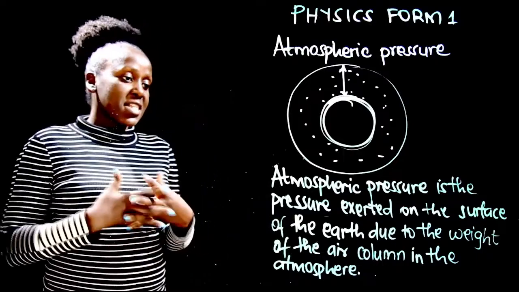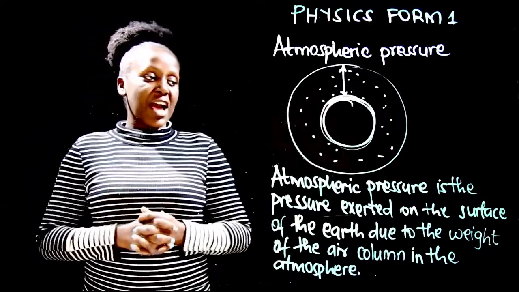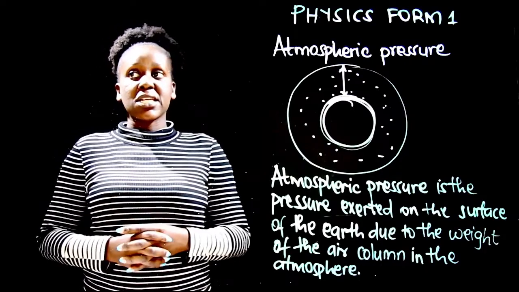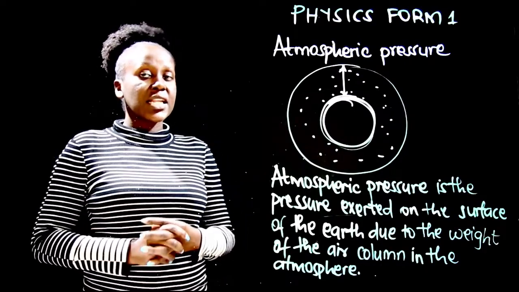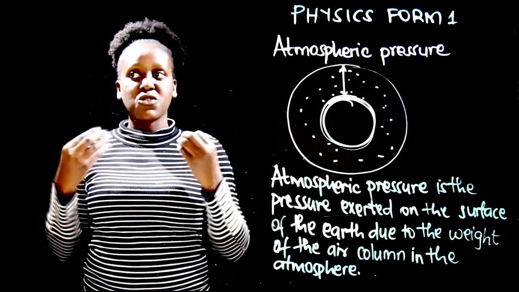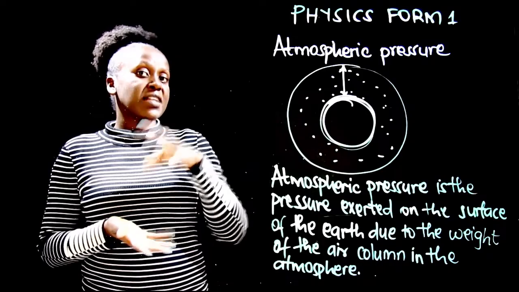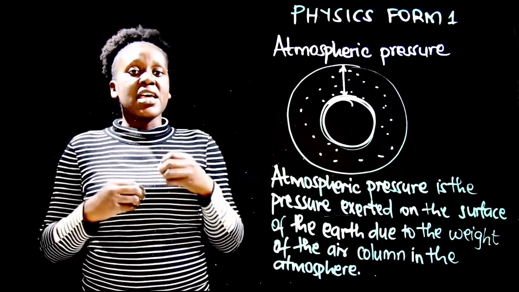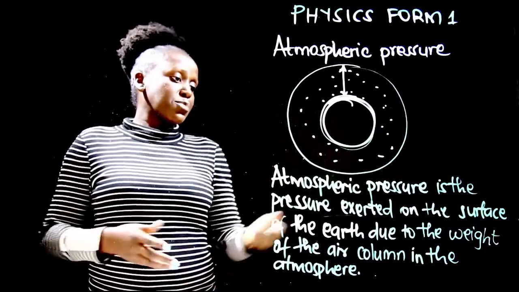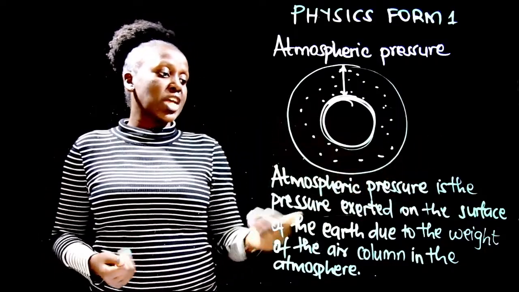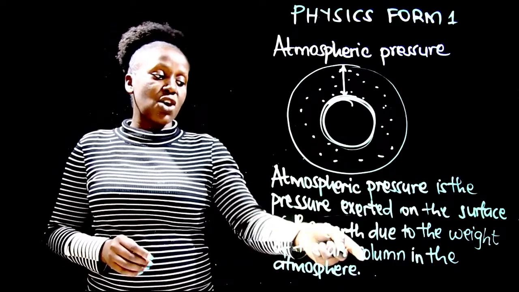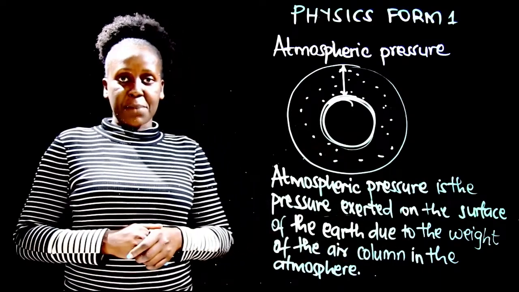Now we have seen that in the atmosphere we have atmospheric pressure, and the only reason why it exists is due to the air that is in the atmosphere. And like we have said, the air in the atmosphere has weight, and when weight acts on a particular area, then pressure is created. So we conclude that atmospheric pressure is the pressure exerted on the surface of the earth due to the weight of the air column in the atmosphere.